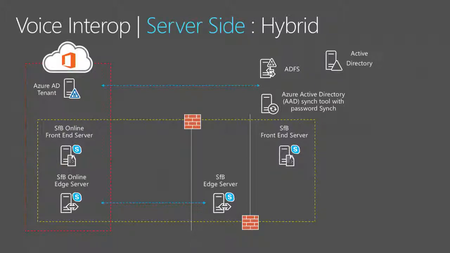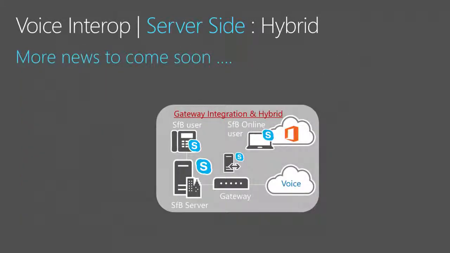So, server hybrid, as I think we spoke about, is you extending your Skype for Business and connecting your Skype for Business online with Skype for Business on-premise. And that's what will actually be another interoperability option that I've just mentioned.